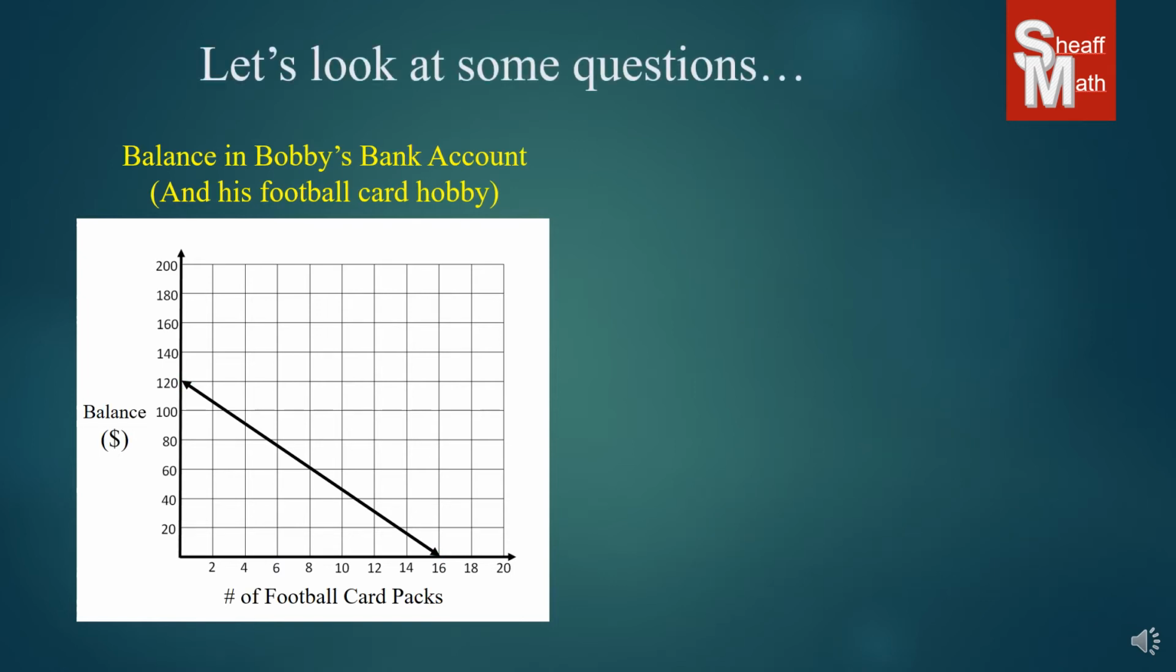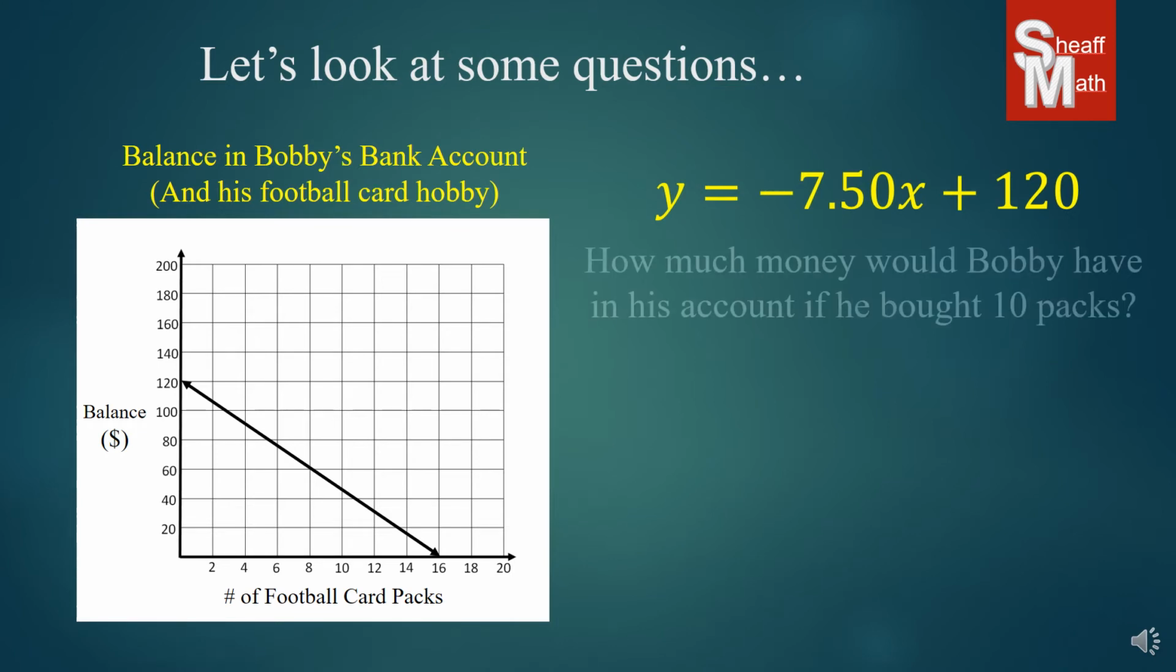All right, let's take a look at some questions, and we'll have our equation there to help us. Now, here's the question. How much money would Bobby have in his account if he bought 10 packs? And so we looked at our graph, and at 10 packs, you can see the green point goes up to, it looks like it's above 40, and it looks like it's not quite to 50, the middle. So it's somewhere in the middle there.